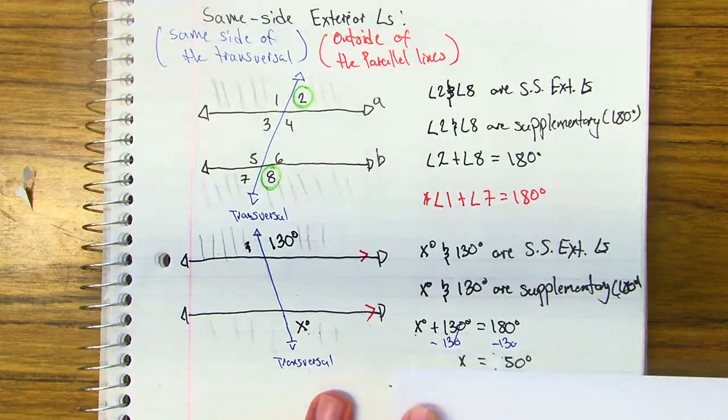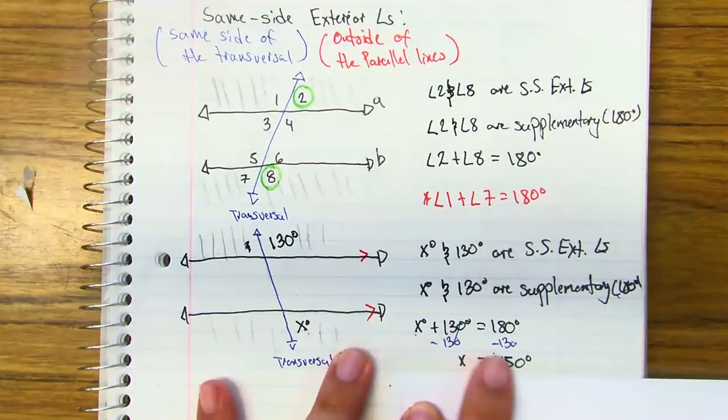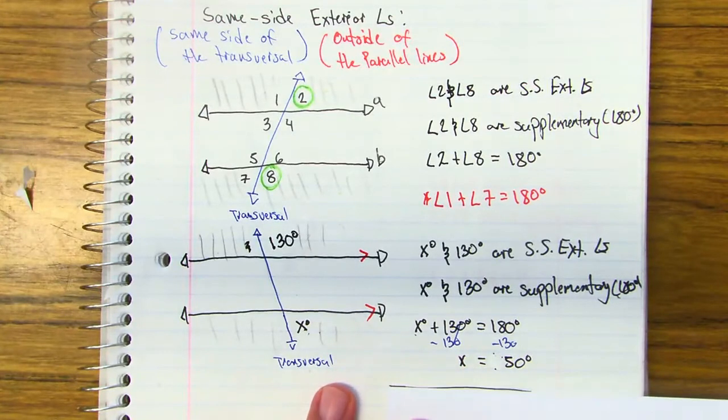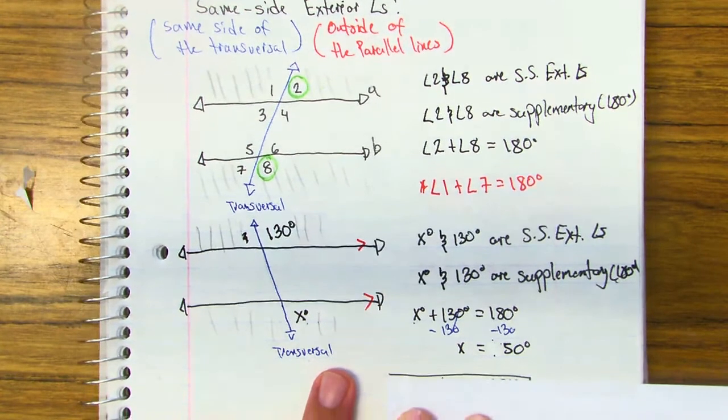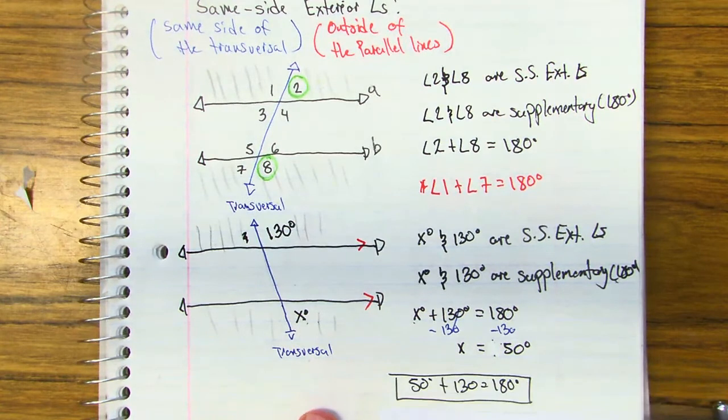I'm going to solve this equation. Minus 130 on both sides of the equation. 180 minus 130 will give me the value of 50. Okay, and to double check my work, 50 plus 130 equals 180.